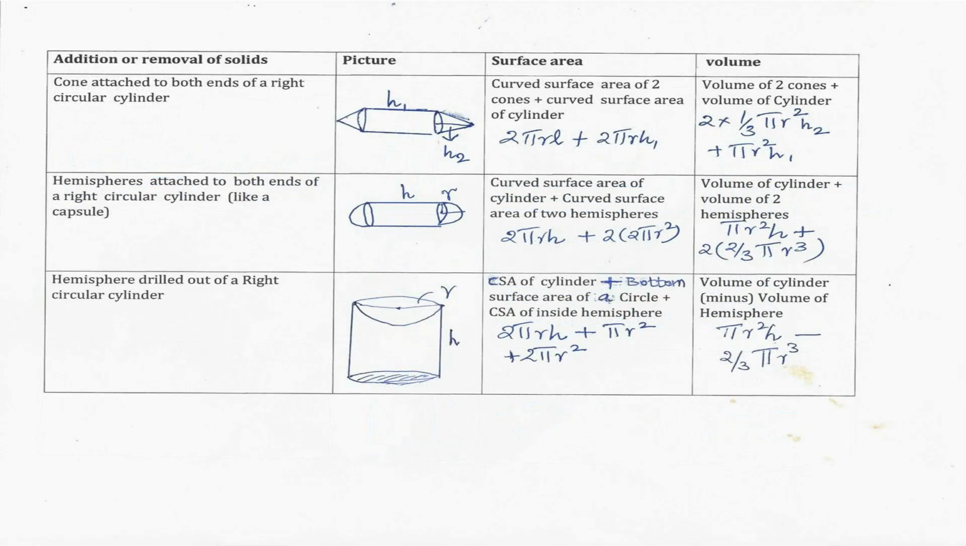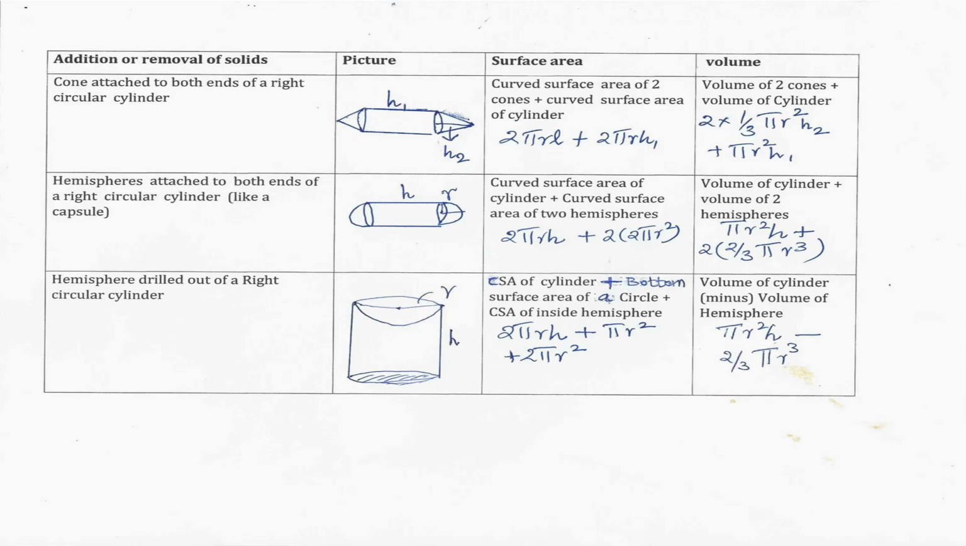Cone attached to both ends of right circular cylinder. Now, right circular cylinder height is h1 and cone height is h2. Therefore, the surface area is equal to curved surface area of two cones plus curved surface area of cylinder. That is 2 pi r l plus 2 pi r h1. Volume is equal to volume of two cones plus volume of cylinder, that is 2 multiplied by 1 by 3 multiplied by pi r squared h2 plus pi r squared h1.